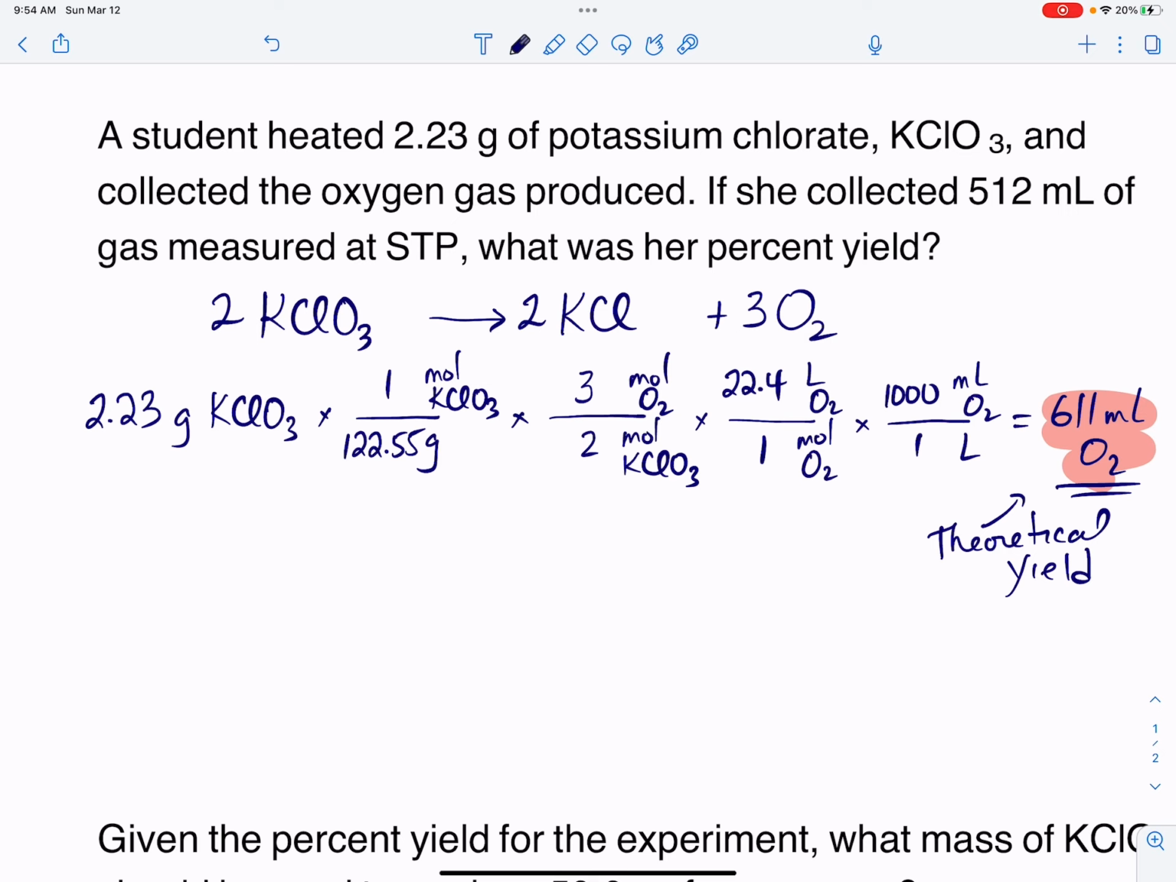Okay, if you could do this experiment perfectly with no sources of error, that's the maximum amount of oxygen that you should get. But in fact, when this person did the experiment, they got a little less than that. They collected 512 milliliters of oxygen gas.